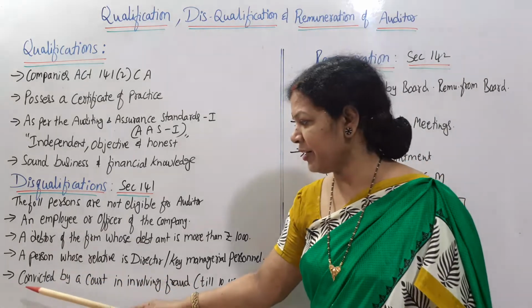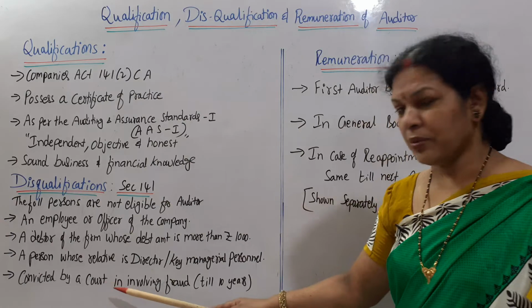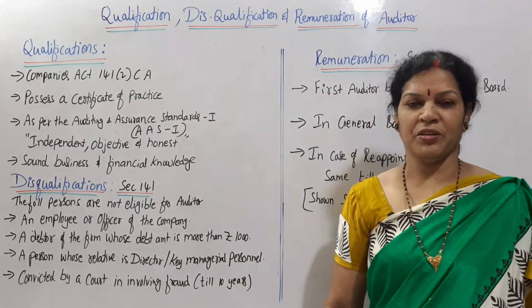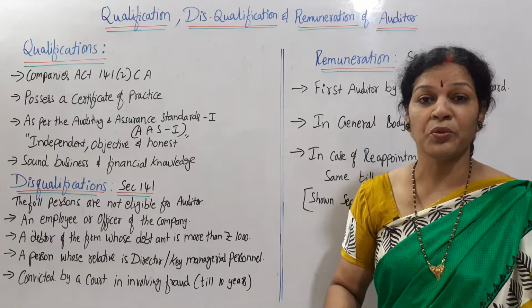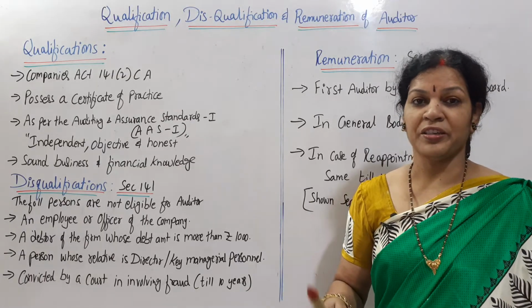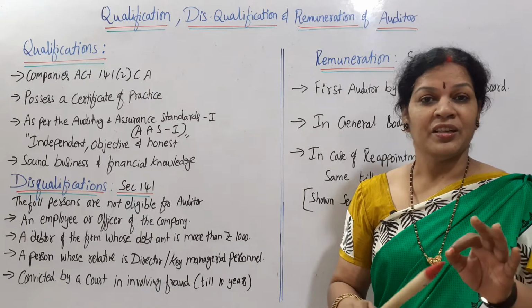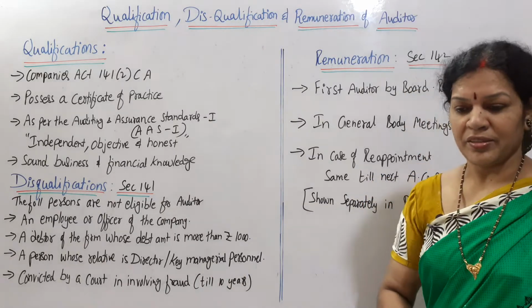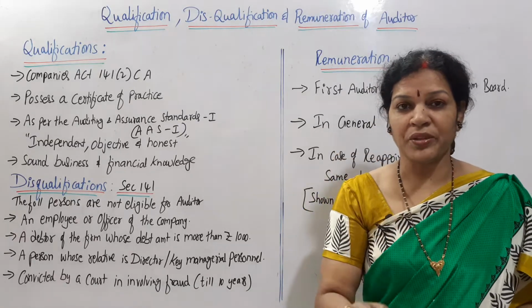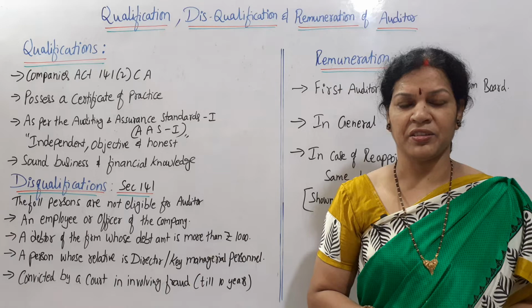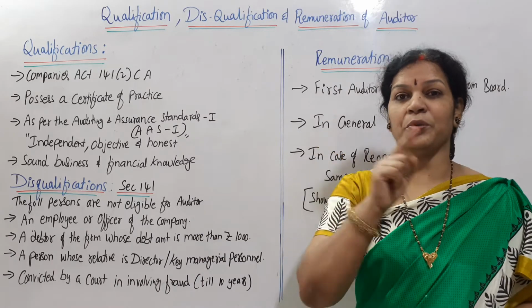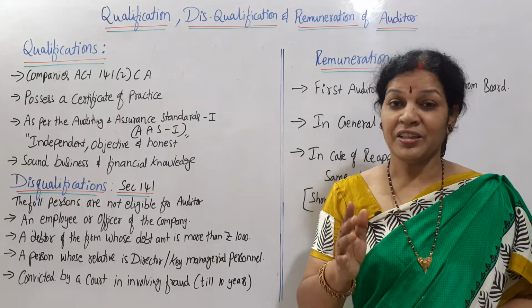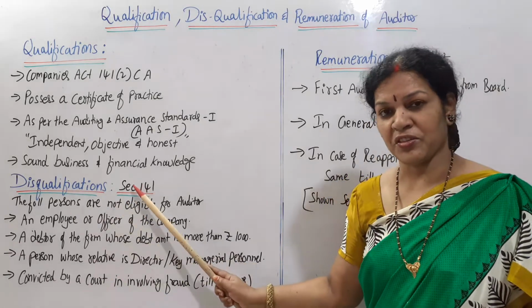And the fourth and last point is that if an auditor is convicted by a court of involvement in any kind of fraudulent activities, meaning it is proved that the auditor was involved and a case was filed, then that person cannot be an auditor, he is not eligible. How long? Till 10 years. Say this year 2022, it is proved that he was involved in fraudulent activities. Till 10 years means 2032, he is not eligible to become an auditor or to practice. So, these are the disqualifications as per section 141.